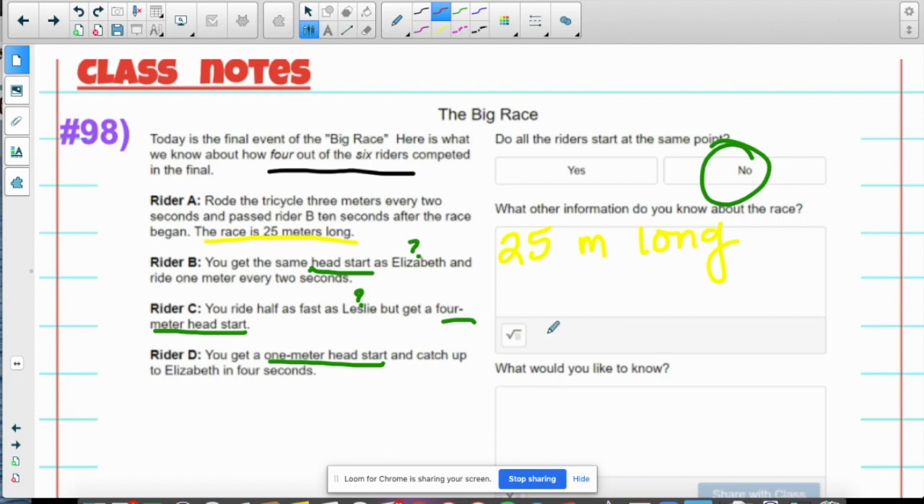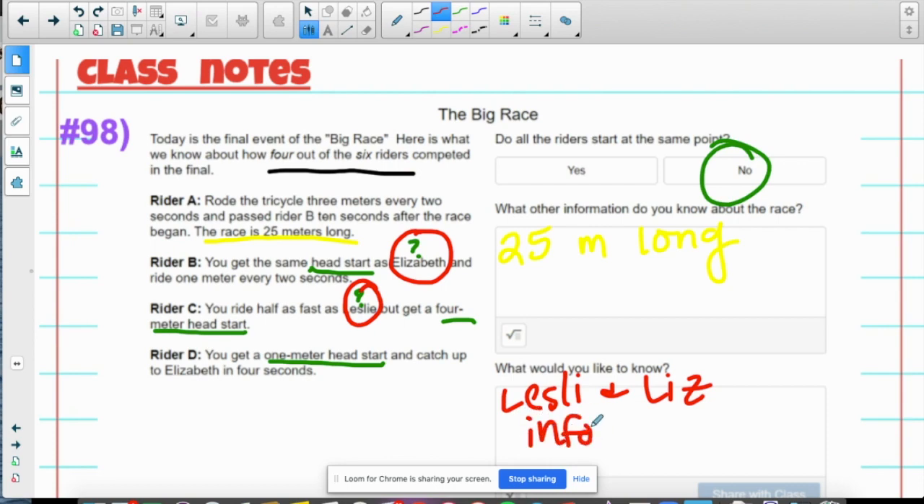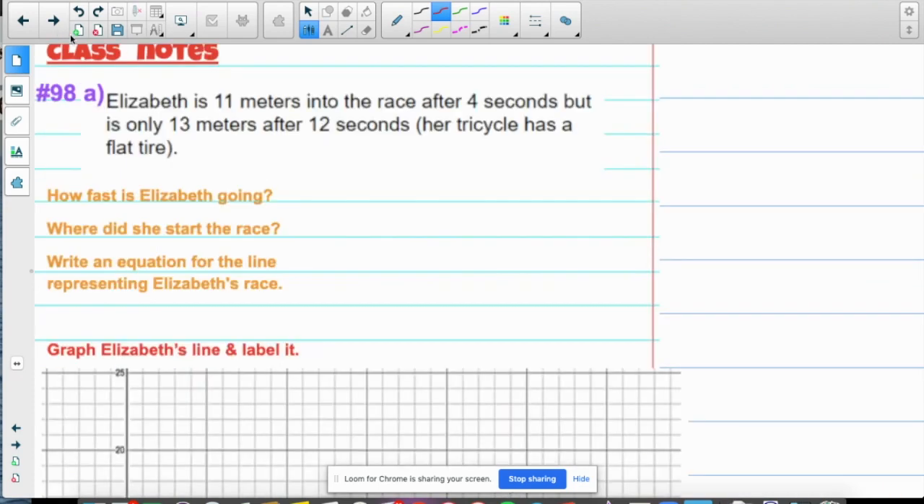And our last question, what else would we like to know? Well, we definitely want to know about Elizabeth and Leslie, because we don't know anything about them. I'm going to write Liz information. All right. Oh, and look at that. There's Elizabeth's information. So she is 11 meters into the race after 4 seconds.